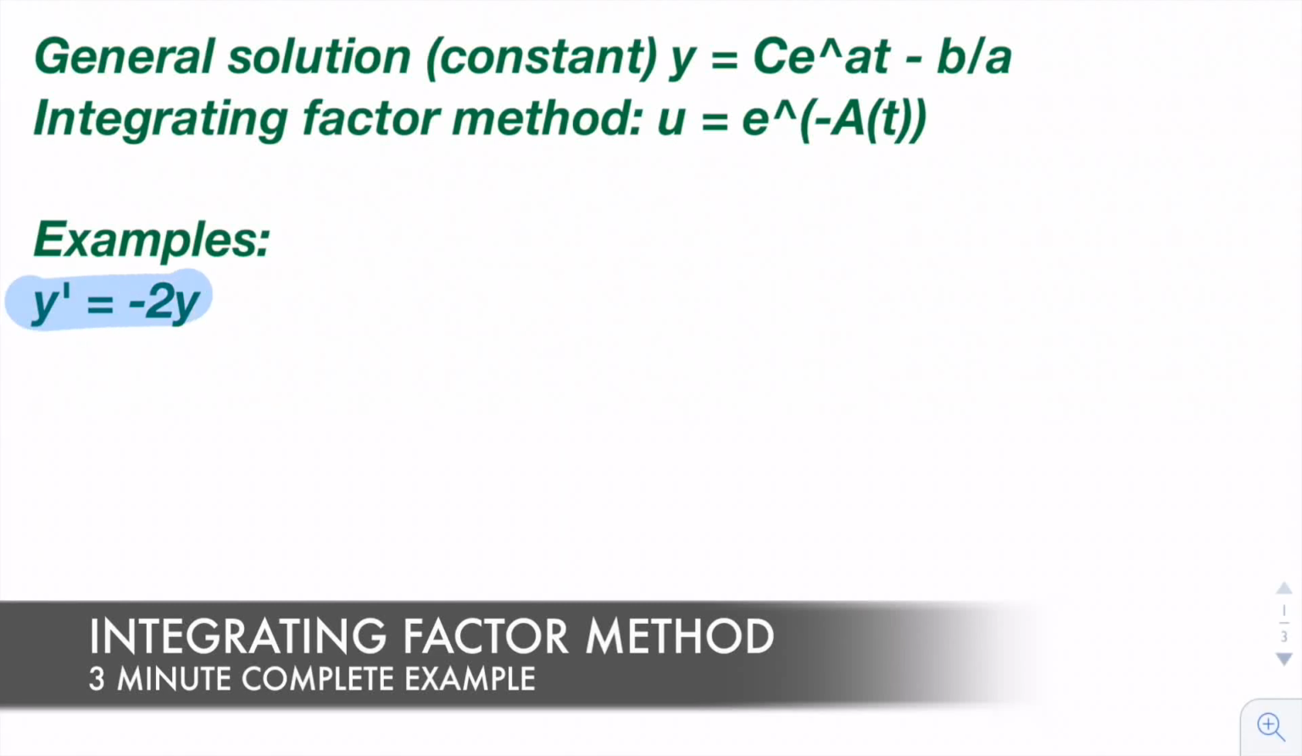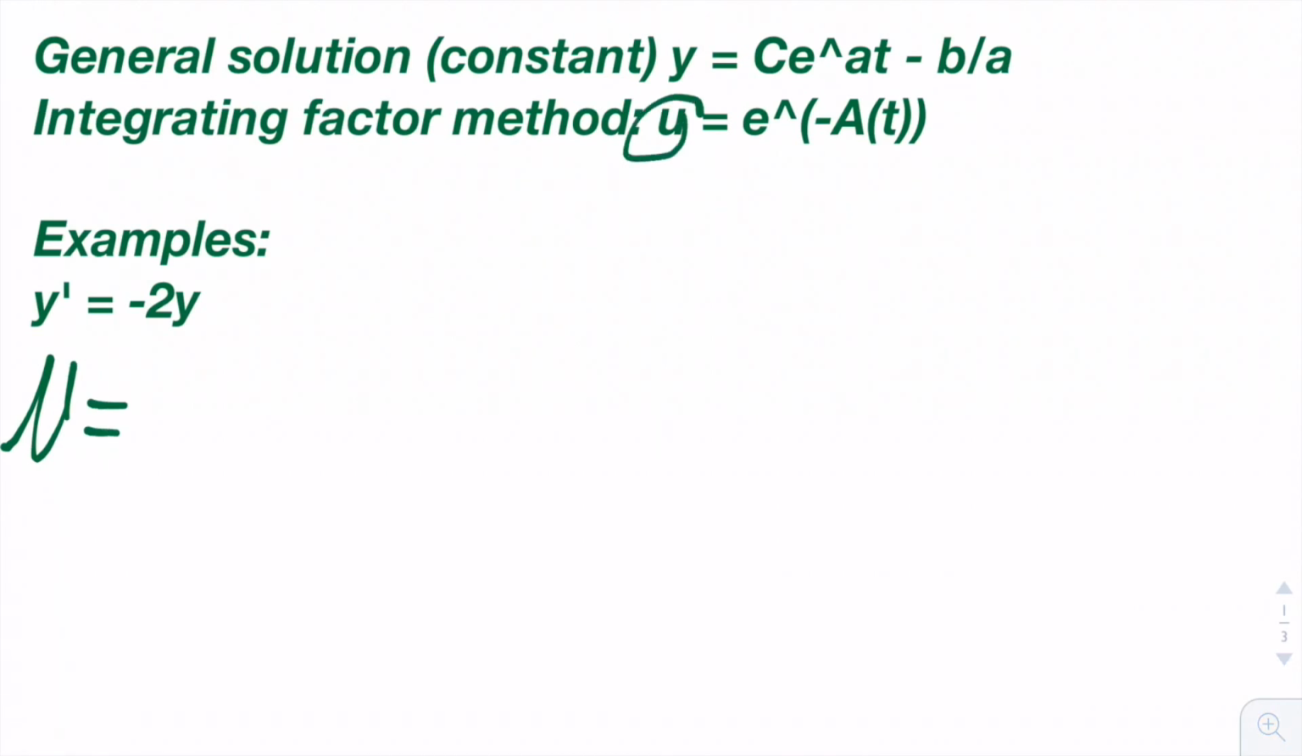y prime equals negative 2y. So to begin, we're going to want to use an integrating factor. This is the formula for the integrating factor. So we're going to have mu, which is our integrating factor. You may call it something differently.